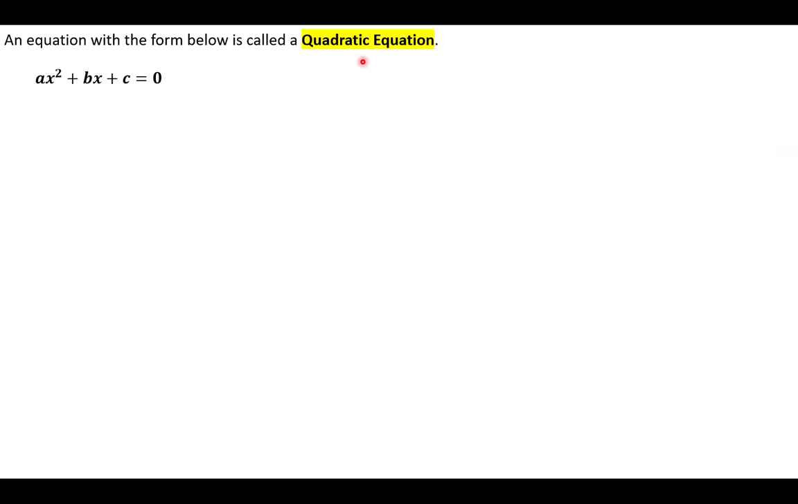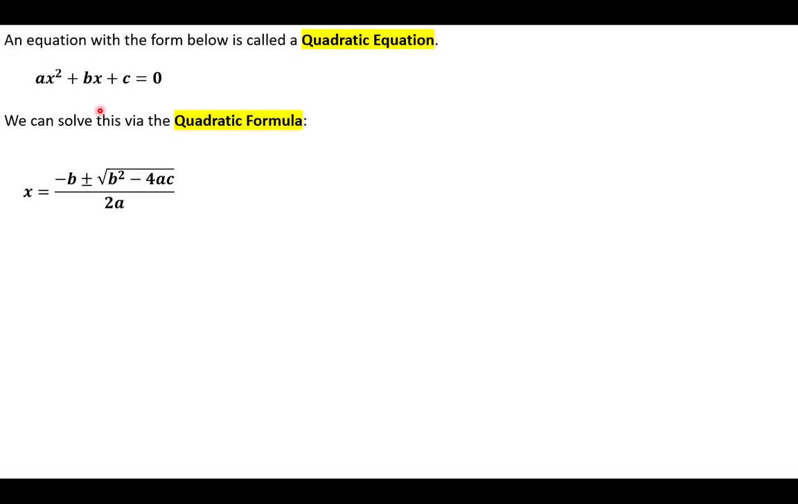An equation with this form is called a quadratic equation. One thing to appreciate about this equation is that we have an x squared rather than an x cubed or an x to the fourth or even a square root x. Equations with this form can be solved through the quadratic formula, which you see on the screen here.